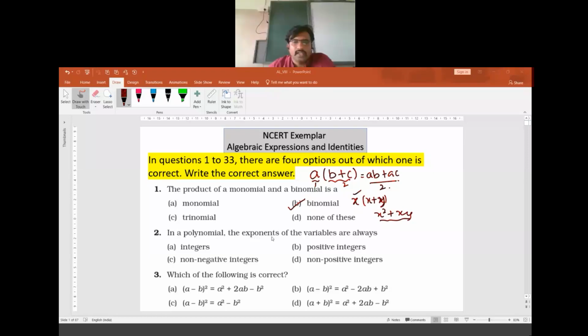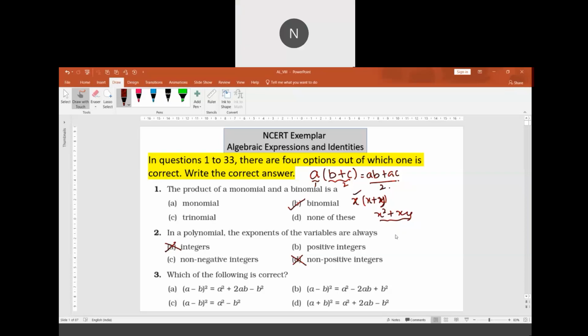In a polynomial, the exponents of the variables are always positive integers. The options are integers, non-negative integers, non-positive integers. Sir, option B, non-negative integers, because 0 is not a positive integer, sir. Let me tell you, option A is not possible. One option is not possible. In this, which one is correct? That we have to think now. Option C, sir, because 0 is not a positive integer.